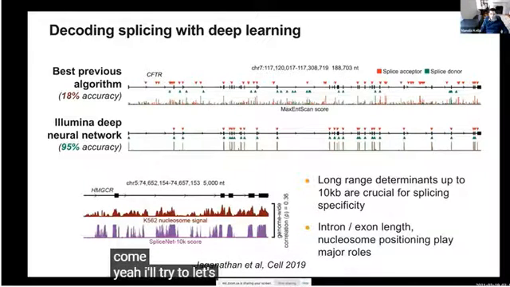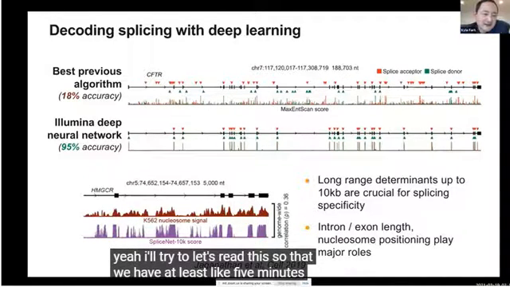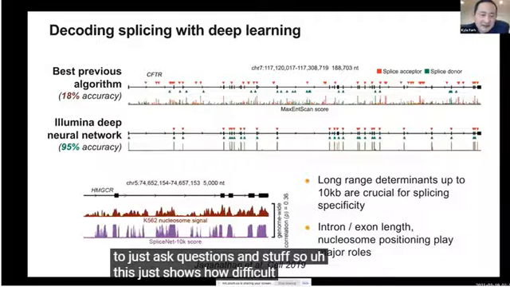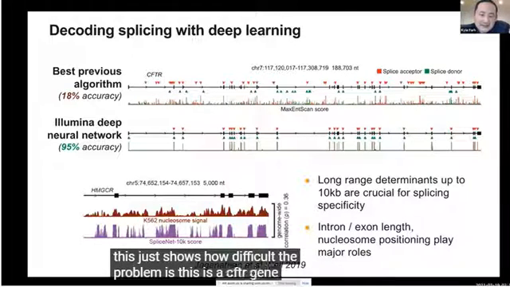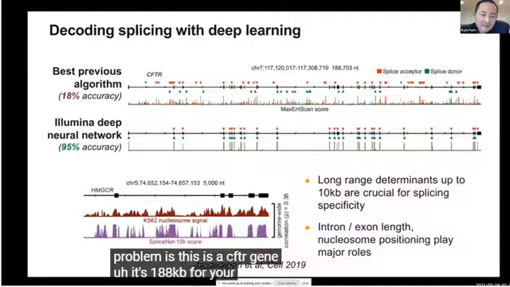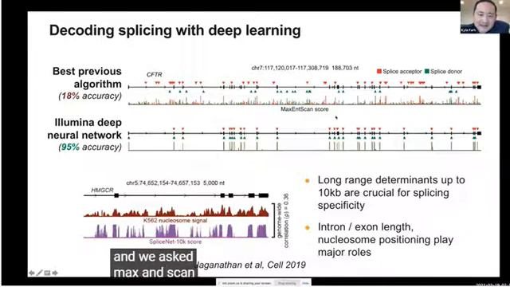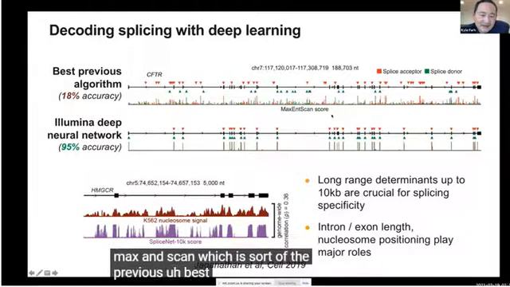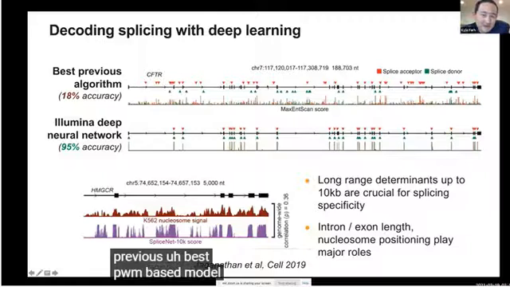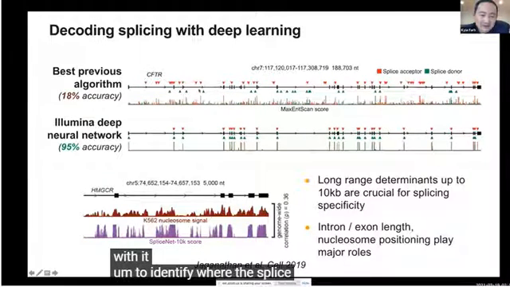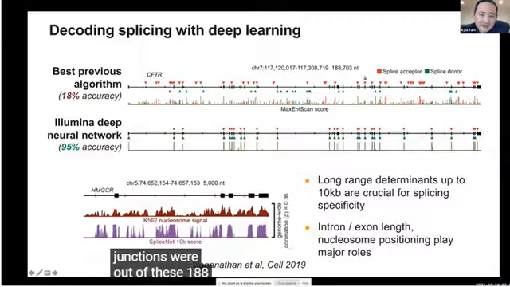I'll try to blitz through this so that we have at least 5 minutes to ask questions. This just shows how difficult the problem is. This is the CFTR gene. It's 188 kb for the gene body, and you can see in black, these are the exons. We asked MaxEntScan, the previous best PWM-based model, with really nothing wrong with it, to identify where the splice junctions were out of these 188 kb, and it got about 18% of them correct.